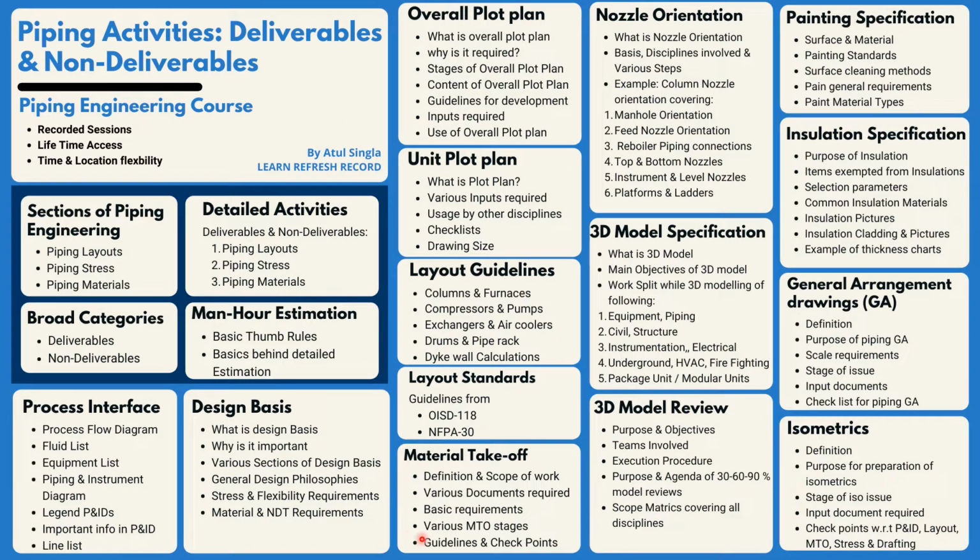In the next part, we are going to cover the material takeoff. Material is one of the costliest items in any project, and most of the cost revolves around material. So we'll look into various things, for example, the definition and scope of work, various documents required, basic requirements to carry out this activity. Then material stages. Throughout the project life cycle, we have to go through various stages. So we are going to cover these details in this section.